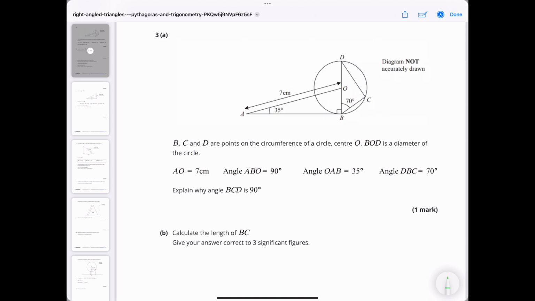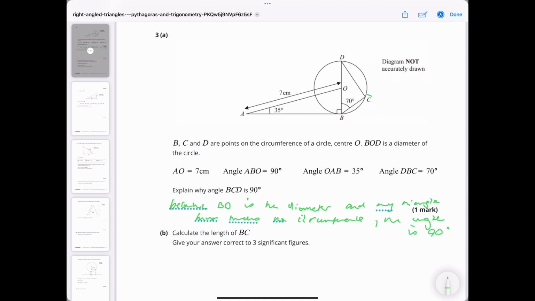Explain why BCD is 90. So BCD is 90 because BD is the diameter, and any triangle that touches the circumference, the angle is 90. I don't know if I wrote that very well, but anyway, you get the idea. Calculate the length of BC.